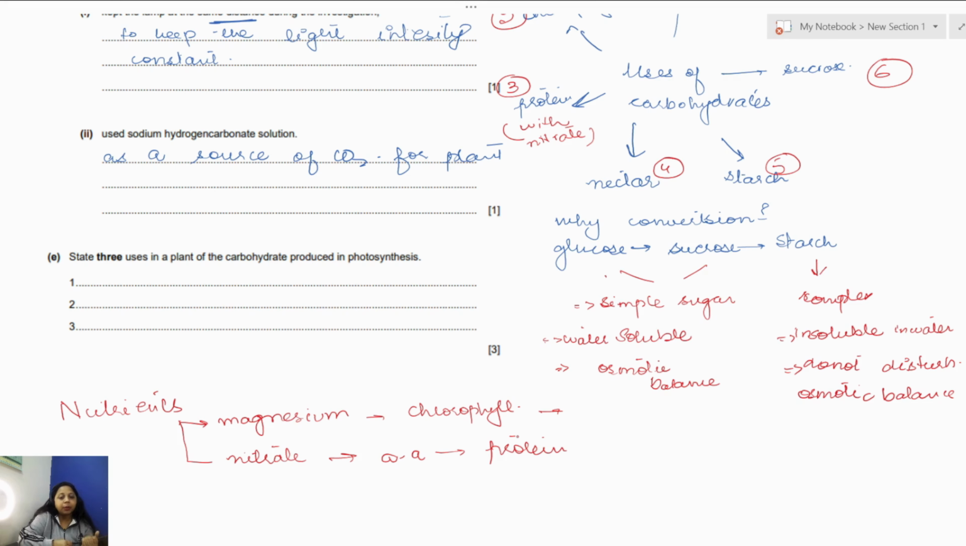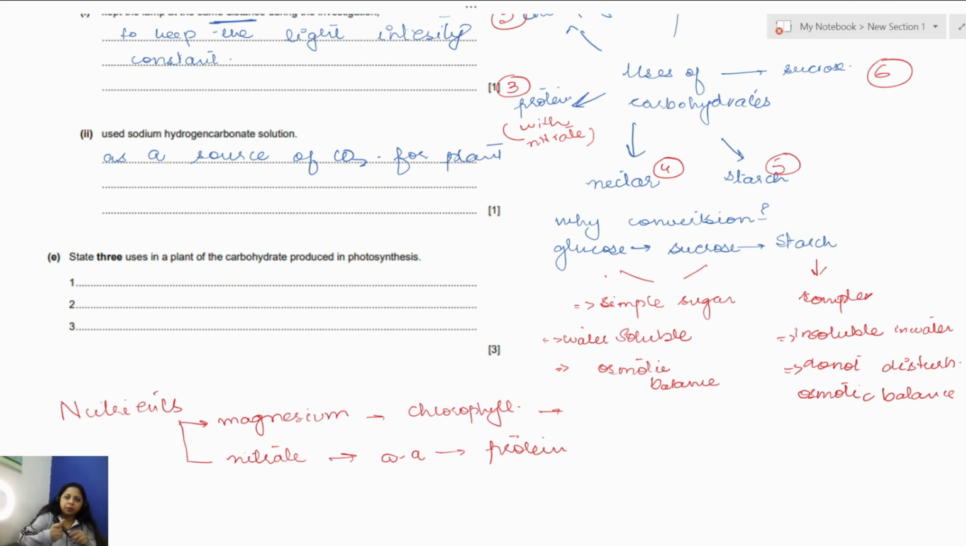Yes, nitrates make amino acids. Nitrates, along with carbohydrates, make amino acids, which further make proteins, which are important for plant growth. Why is protein important for plant growth? Proteins are involved in cell division, in development of cells, in the repair of cells, in making new cells.